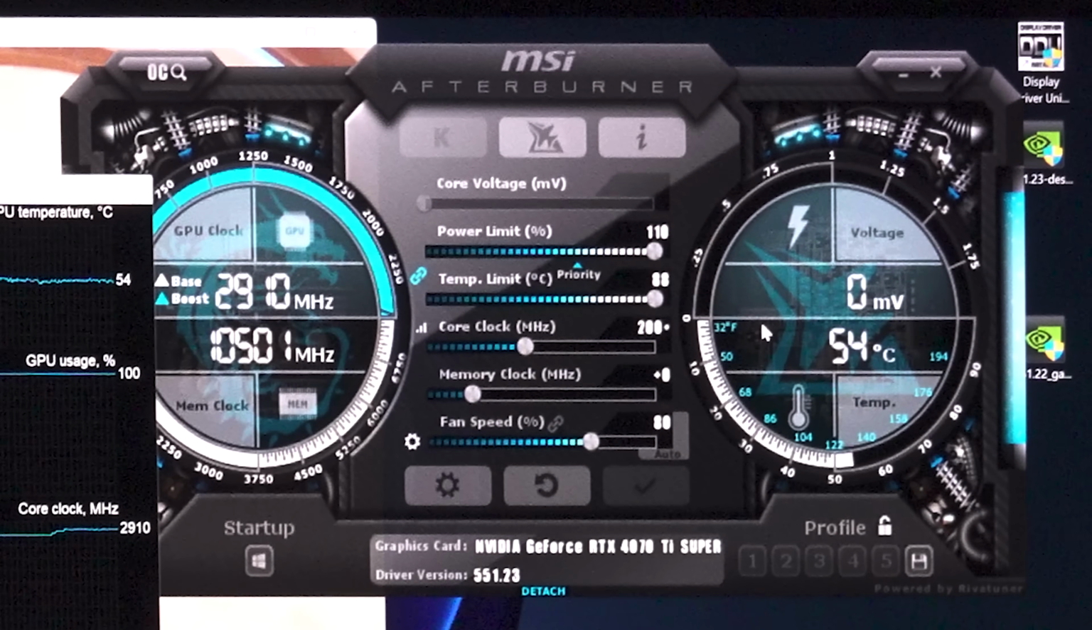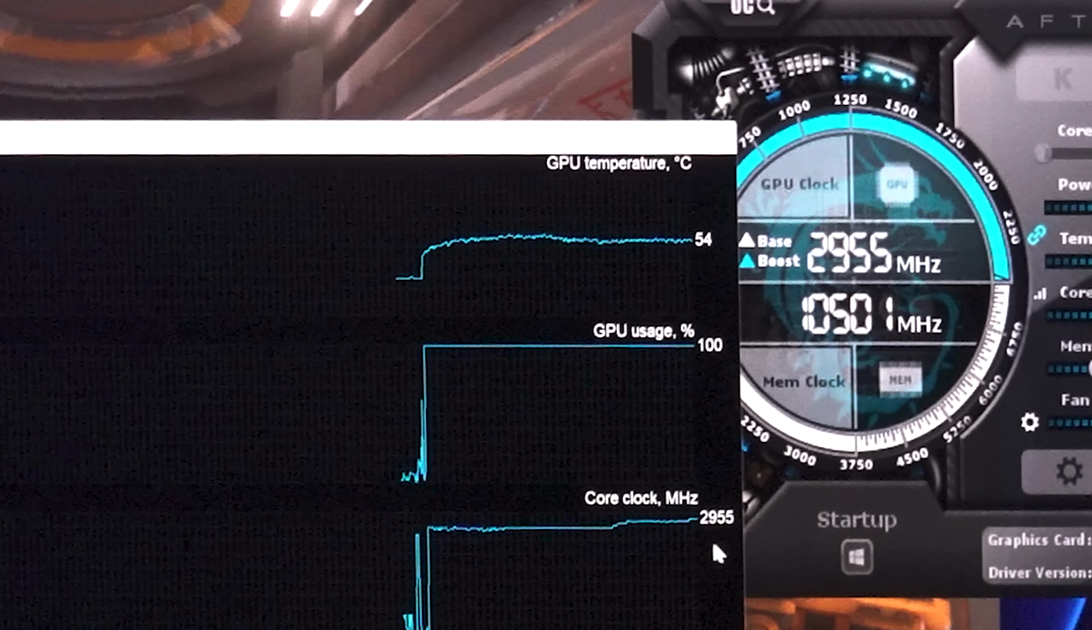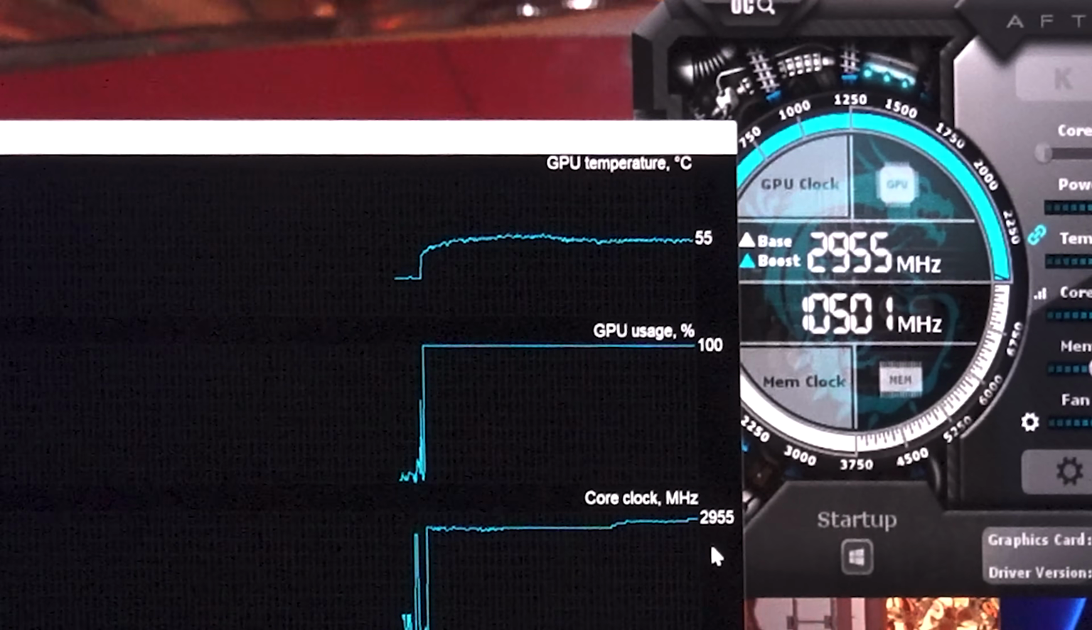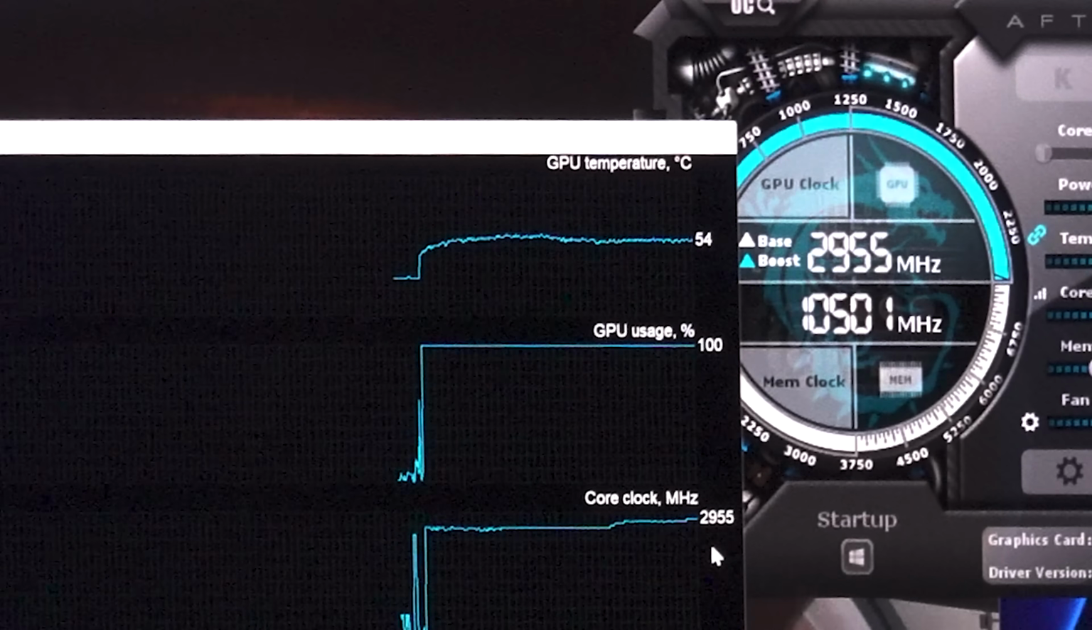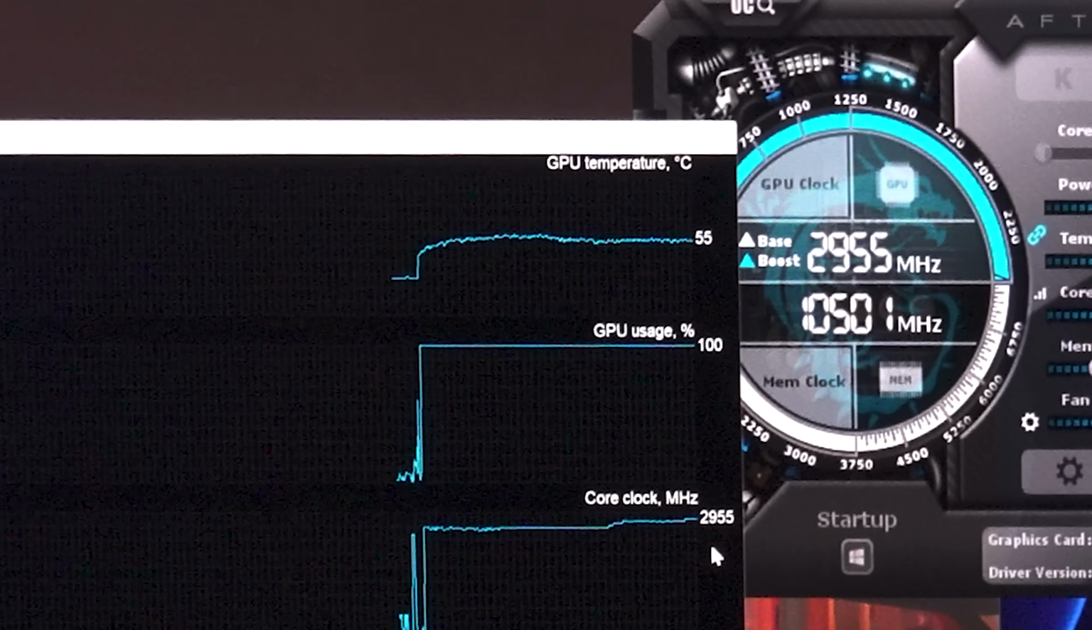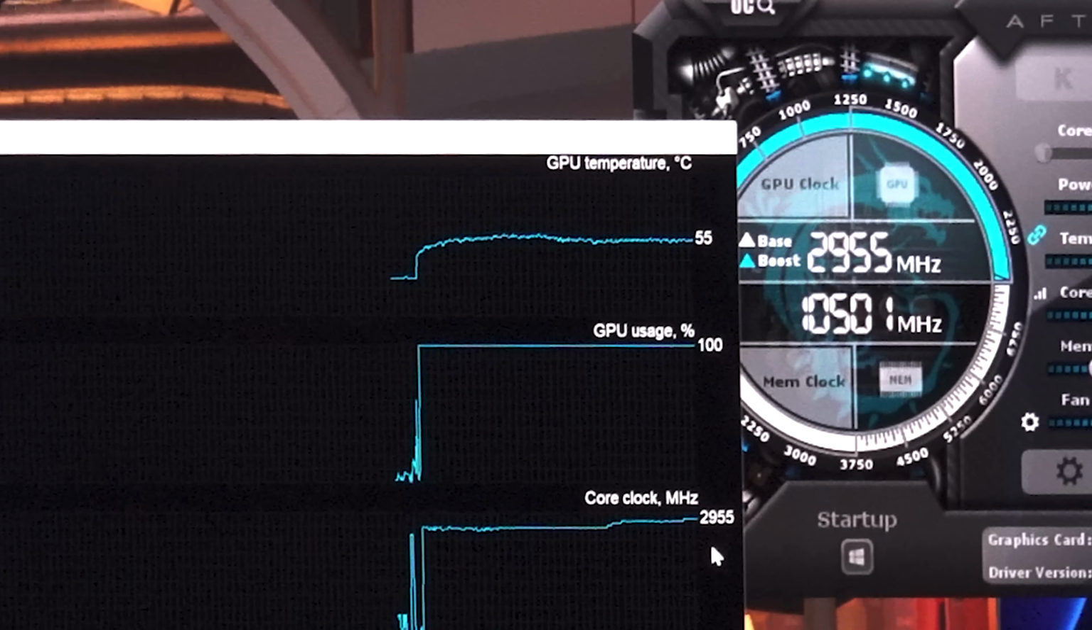I'm going to go 200 now. What I'll do if I start to hit instability is go 25 at a time, all the way down to even 5 at a time, until I figure out exactly what frequency it's crashing at. Now we went from 2910 to 2955 by adding 50. So obviously I gained 45, and I didn't gain the 50 I put in.